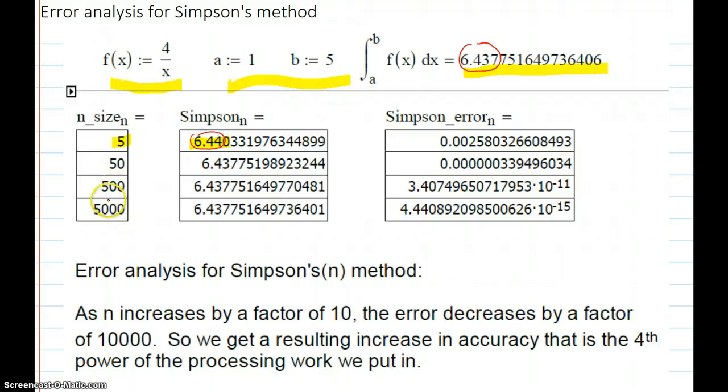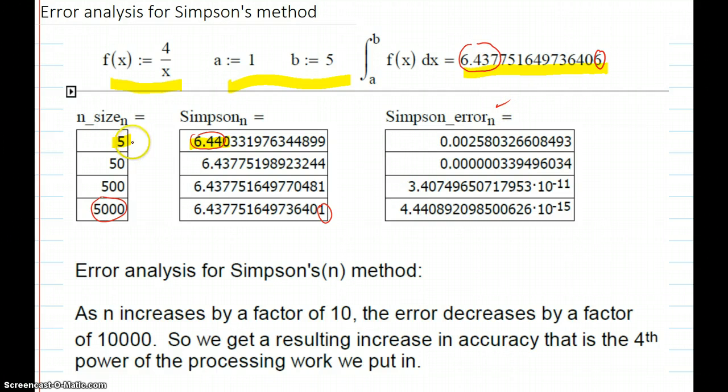In fact, when you finally get to 5,000, and those other methods were struggling to get toward the final answer, Simpson's pretty much there. Just this last digit right here is different than this one. So it's very good. Now let's analyze the error.